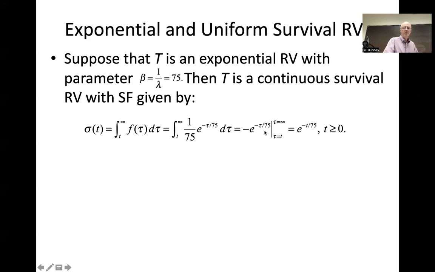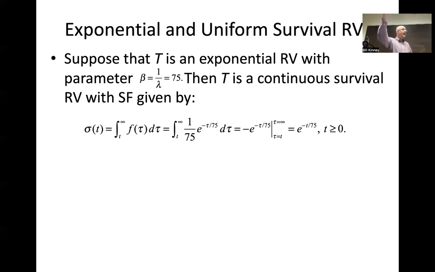Technically speaking, improper integrals like this are limits, but we get a little sloppy here. When you plug in tau equals infinity, you get e to the negative infinity, which is not really a number, but we say it's 0 anyway. We get 0 minus this thing when we replace tau with t, and the minus signs cancel. And you get e to the negative t over 75.